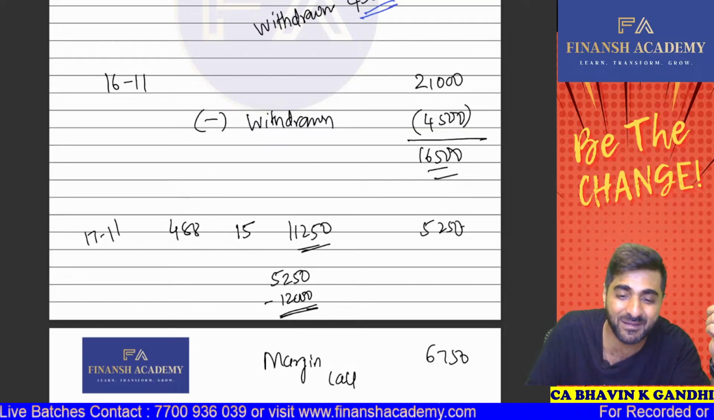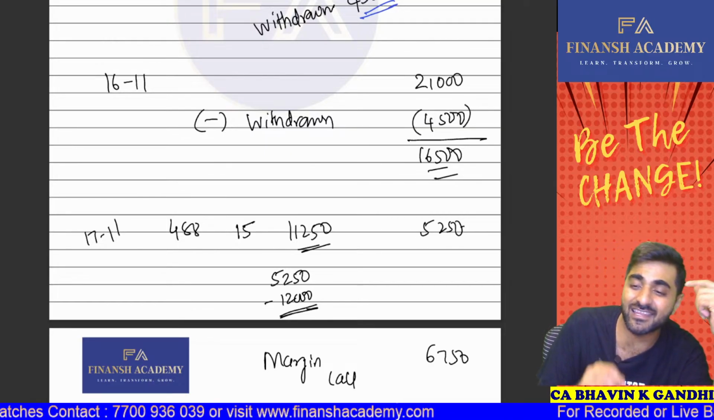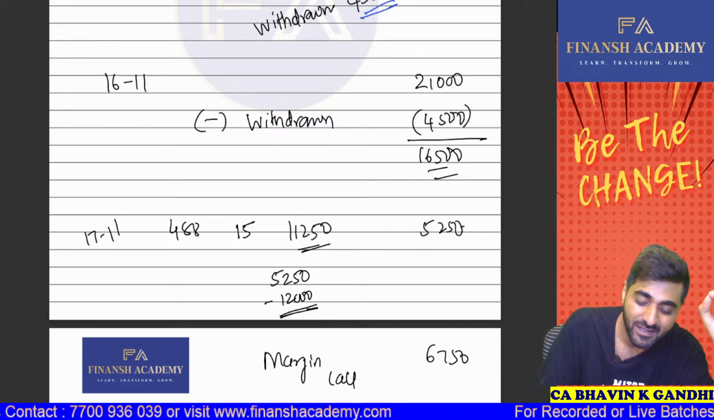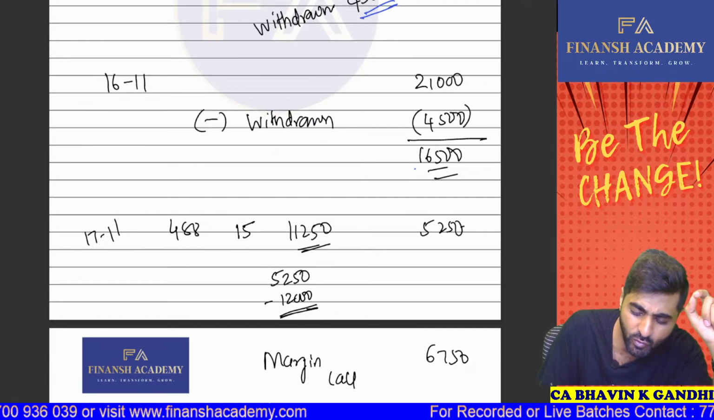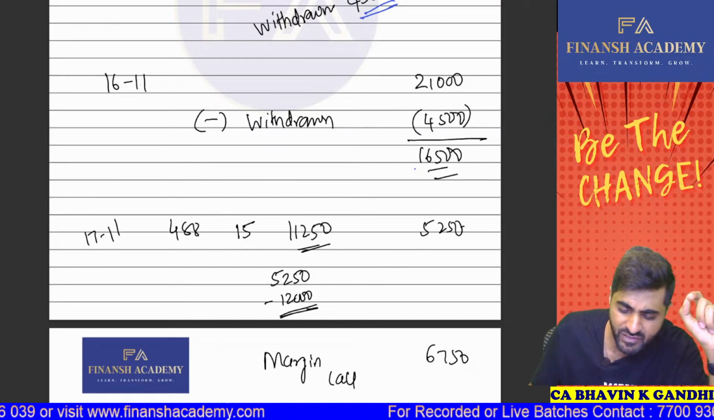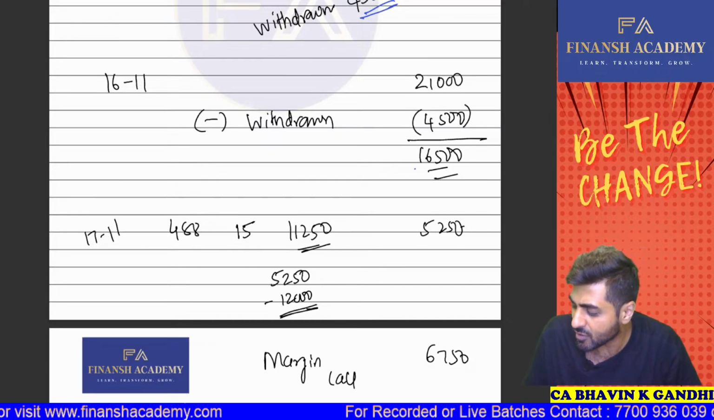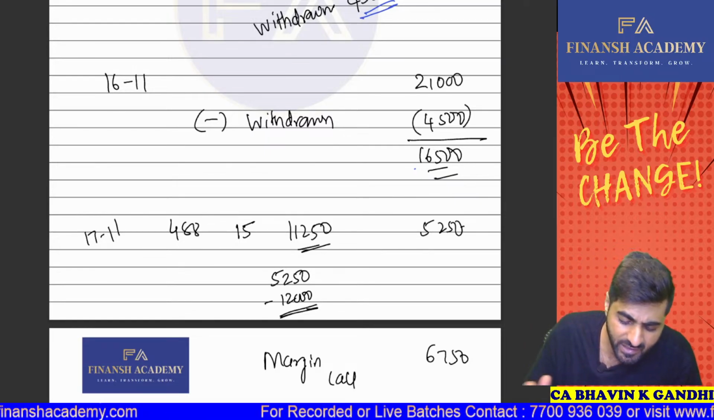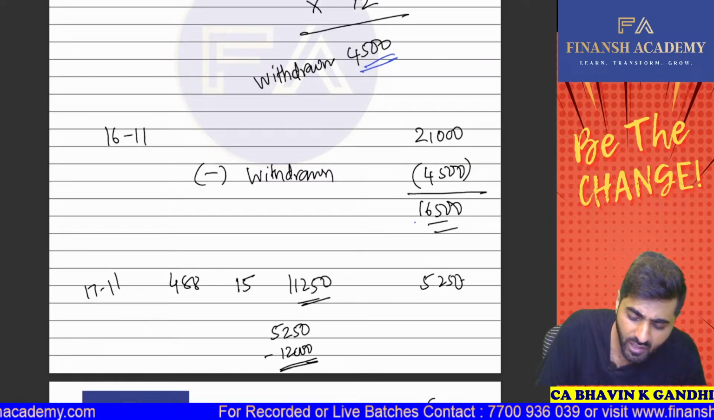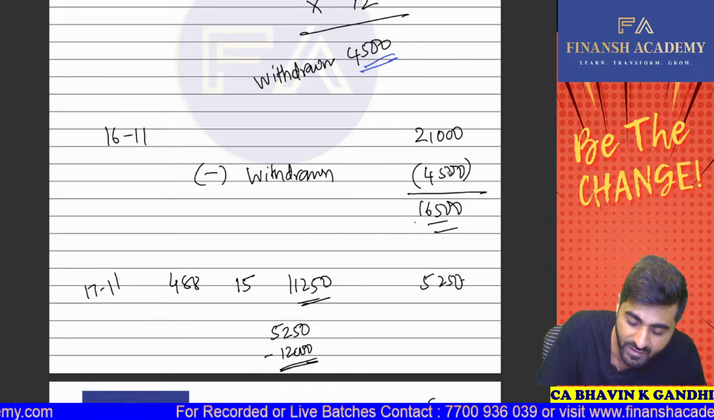So now again you have to deposit the money. Now there is a loss of 11,250. So from 16,500, you'll be getting 16,500 minus 11,250. One second, how much was it? The amount withdrawn was 4,500.